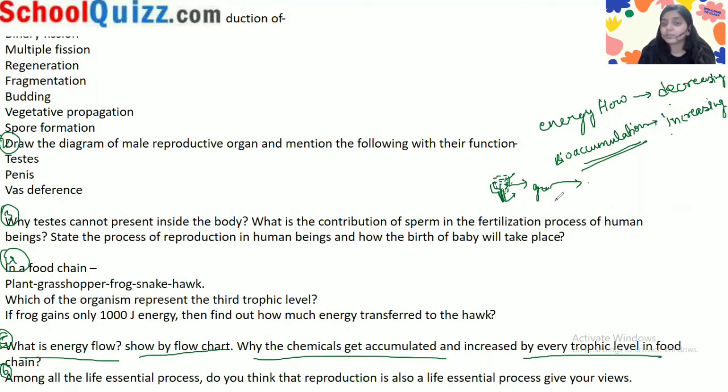These pollutants or chemicals which are transferring from the plants to another trophic level are accumulated by each trophic level, and this is called bioaccumulation, where the pollutants in the environment or in the food chain accumulate by each trophic level. It is called bioaccumulation. Right, so this question is asking about bioaccumulation. Why do the chemicals get accumulated and increased by each trophic level? So there are some reasons behind it. So we will see what those reasons are, right?